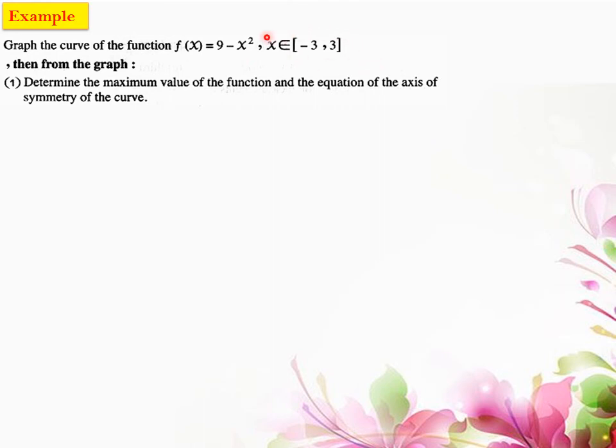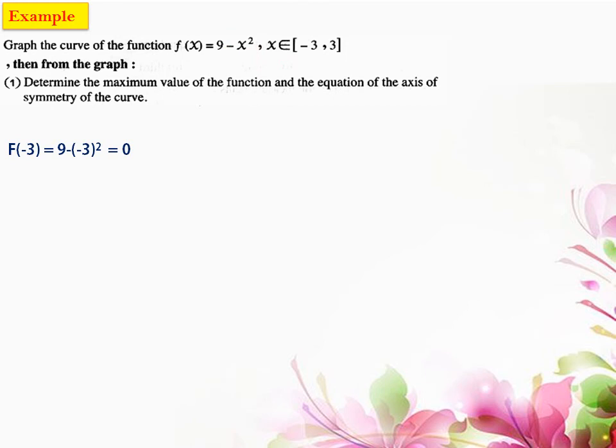The domain of the function is the closed interval from -3 to 3, the values of x. Then from the graph, determine the maximum value of the function and the equation of the axis of symmetry of the curve. The first step, we will substitute the interval values for x, like this.